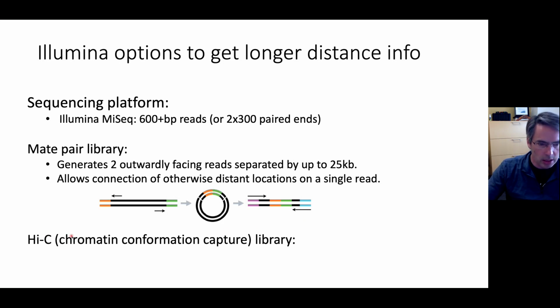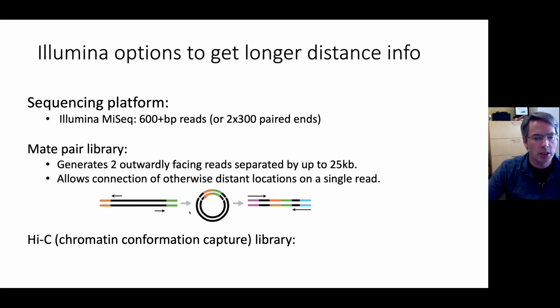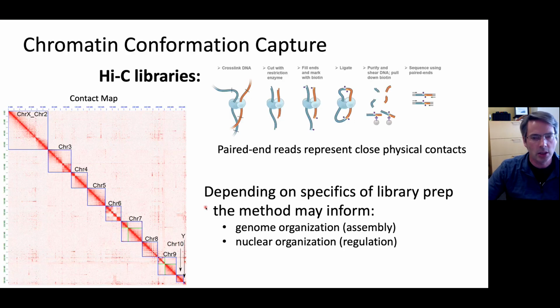And then the last one, Hi-C or chromatin conformation capture libraries. I'm going to say a little bit more about those because these are pretty hot right now. A lot of people have shifted to Hi-C because it gives you similar kinds of long distance information that this does. It's just that the idea behind this workflow is different.